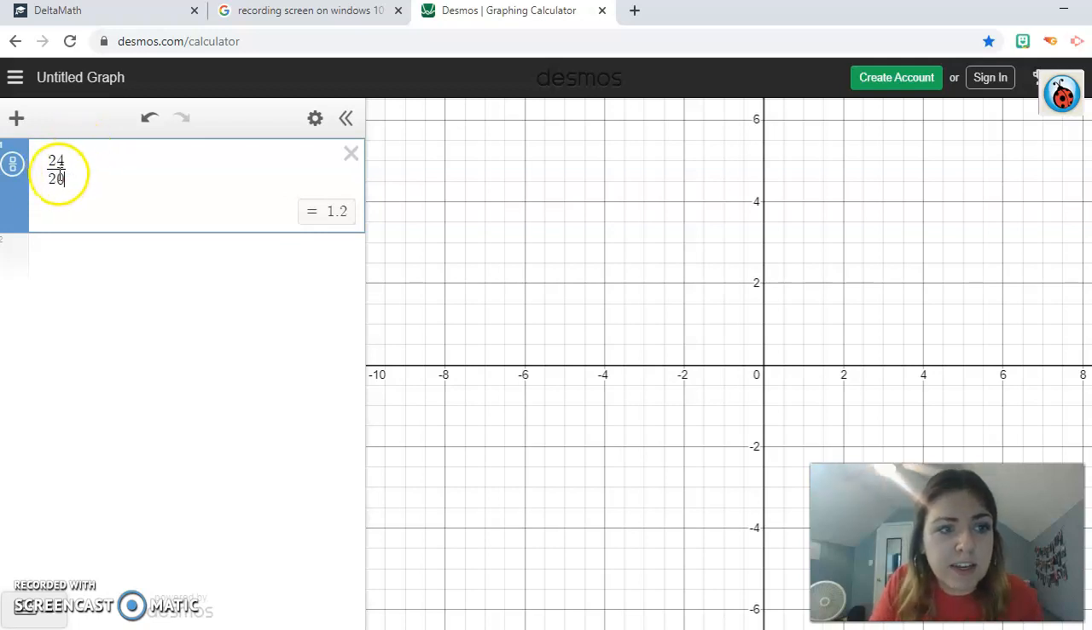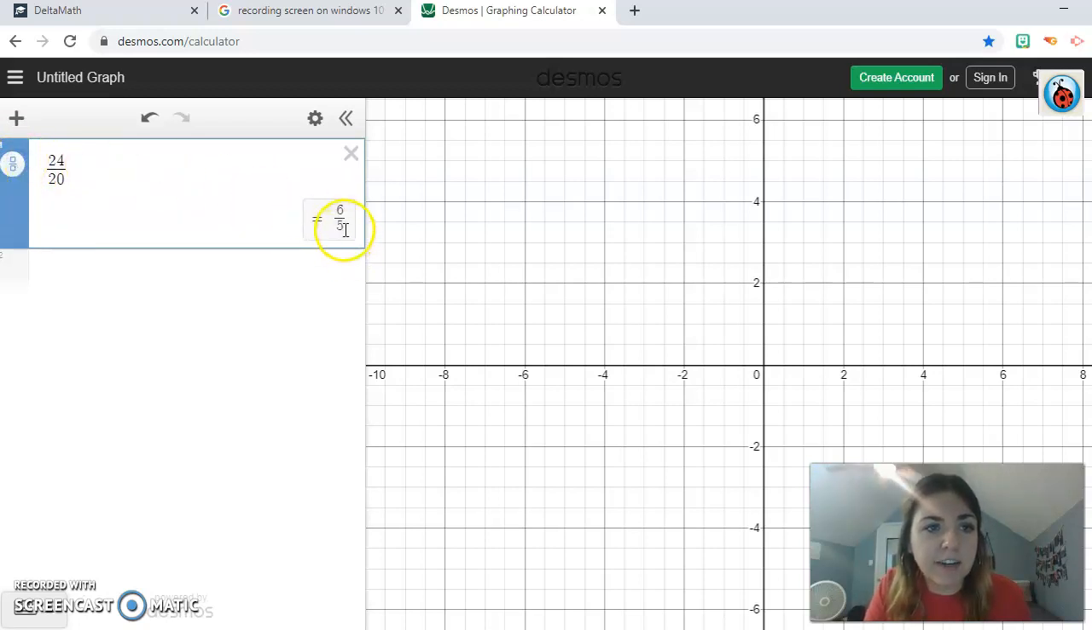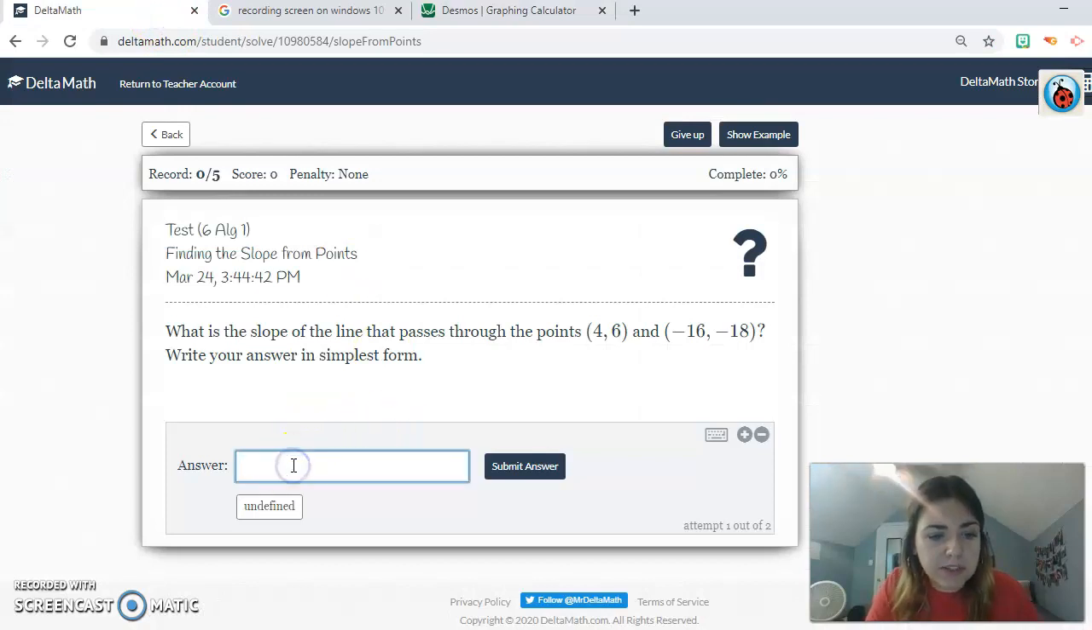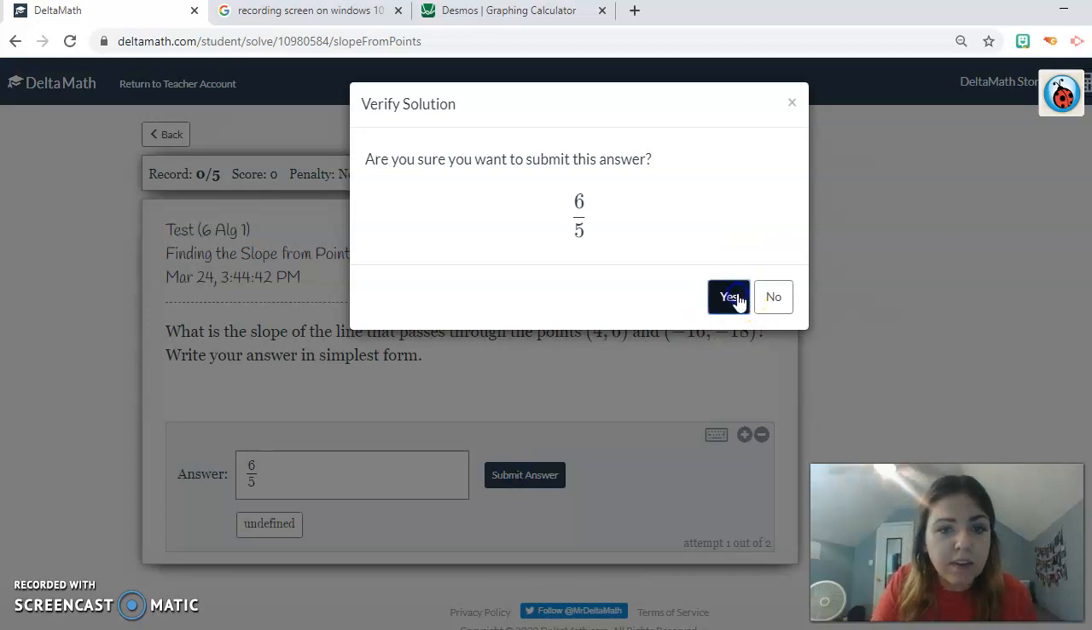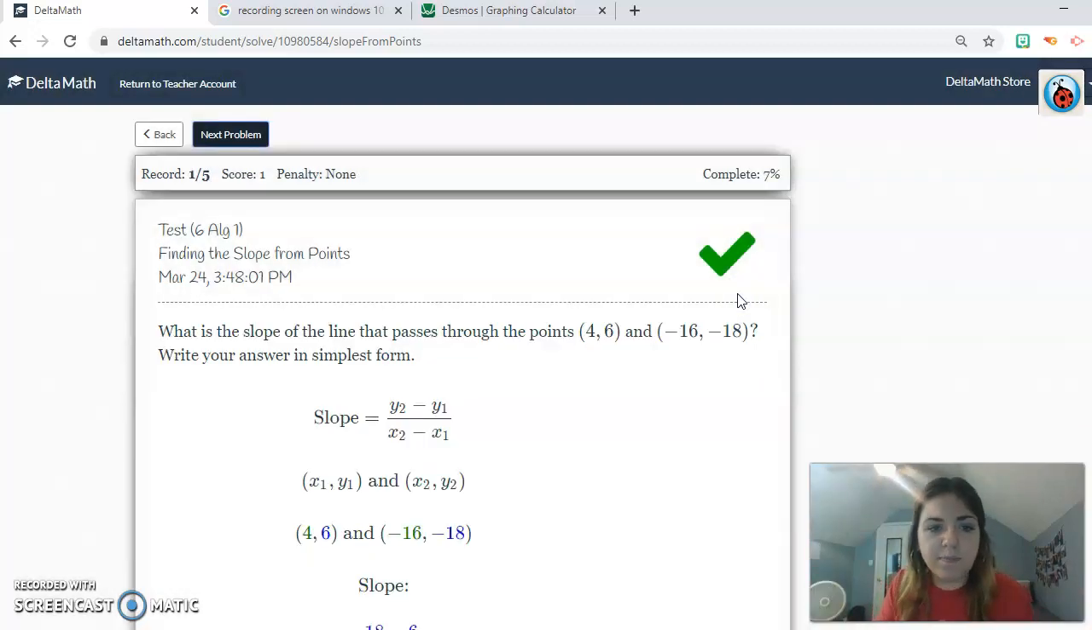Notice when I type that in, it gives me this decimal, but listen, do not type a decimal into Delta Math. You have to type it in as a fraction. Okay, so to convert it to a fraction, you go right over here and click the little fraction button that's on the side, and it reduces your fraction to 6 over 5. So I'm going to go back to Delta Math. I'm going to go and type in 6 over 5, submit my answer, and yeah, there we got it.